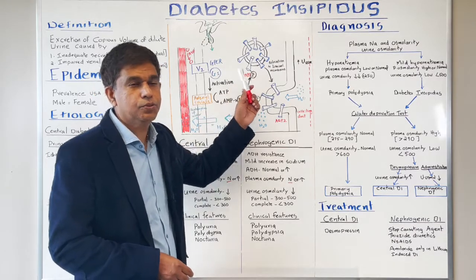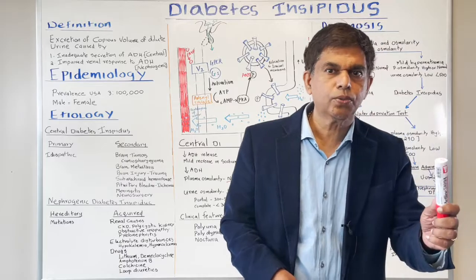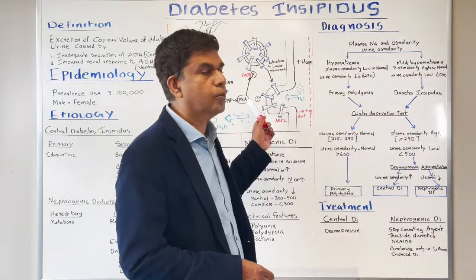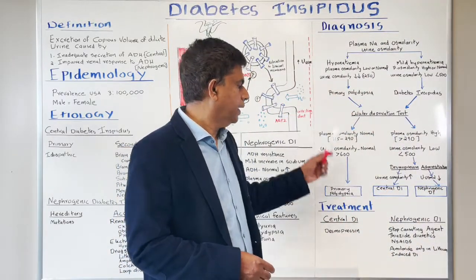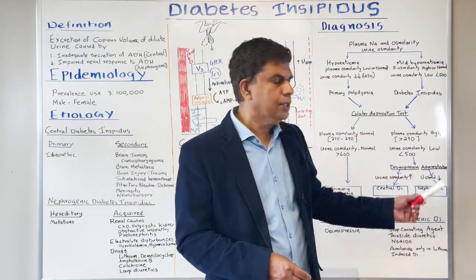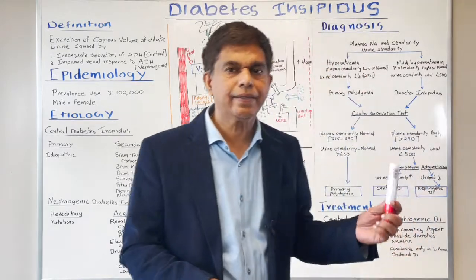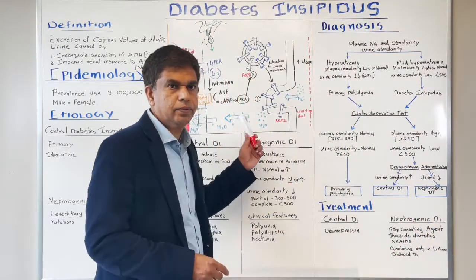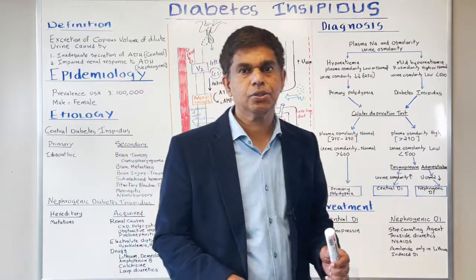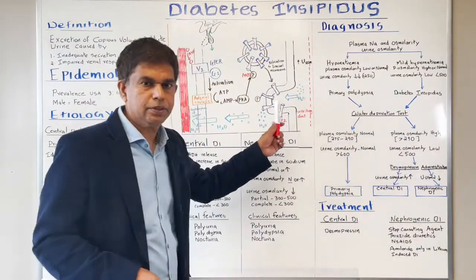So NSAID, which one do you usually use? Indomethacin. That's another board question. Always remember that. It incorporates more aquaporin channels. And finally, let's say in lithium-induced diabetes insipidus, you give amiloride. What does it do? It inhibits the lithium entry into the sodium channel in the distal collecting tubule. Remember that, okay?